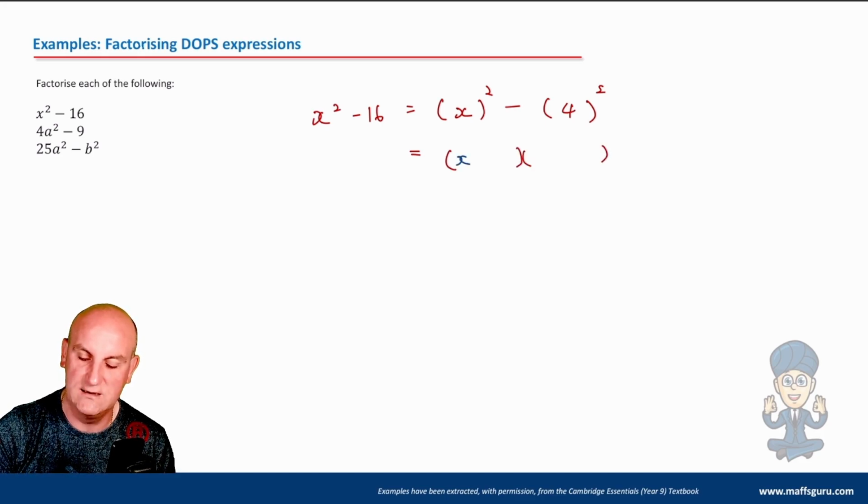So the first letter is an x, the first letter becomes an x. The 4's at the end, write the 4 at the end. Make one a plus, make one a minus, and we are done.